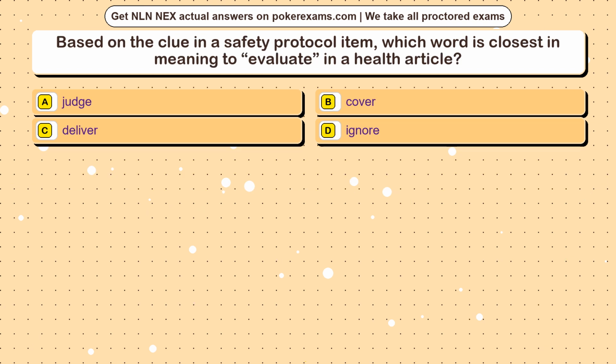Question 17. Based on the clue in a safety protocol item, which word is closest in meaning to evaluate in a health article? Option A, judge. Option B, cover. Option C, deliver. Option D, ignore.